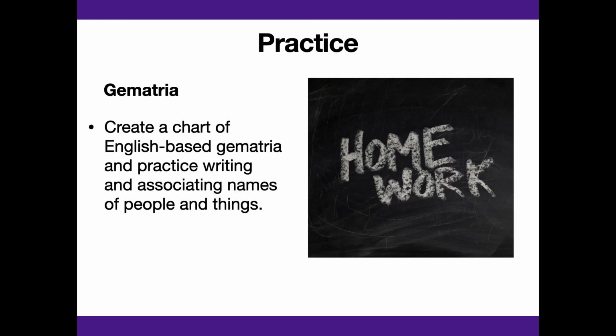So take it for what it's worth, but if you're going to do any homework with gematria, you can create a chart of English-based gematria and practice writing and associating the names of people and things. In class, we talked about Trump and Pence and their numbers, so those might be fun ones for you to take a look at. But like I said, you can take your spouse, your kids, see if any of them equal or mirror images of each other or various different things.